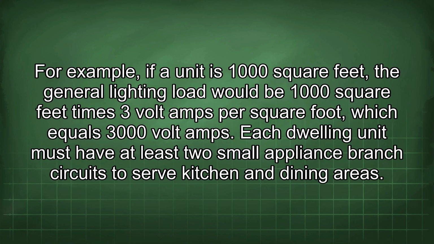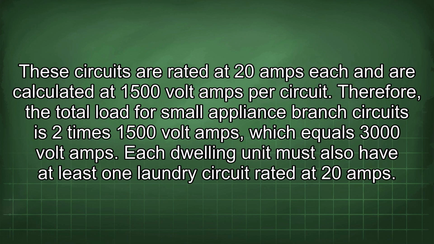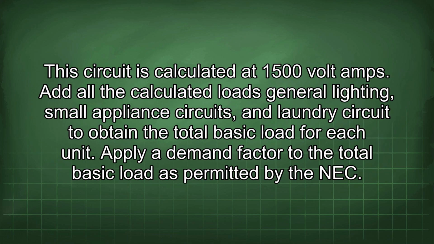Each dwelling unit must have at least 2 small appliance branch circuits to serve kitchen and dining areas. These circuits are rated at 20 amps each and are calculated at 1500 volt amps per circuit. Therefore, the total load for small appliance branch circuits is 2 times 1500 volt amps, which equals 3000 volt amps. Each dwelling unit must also have at least one laundry circuit rated at 20 amps. This circuit is calculated at 1500 volt amps.